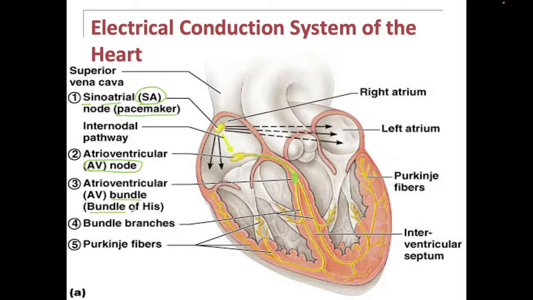The bundle of His. Now the bundle of His is going to branch into a left and a right bundle branch. And again, these bundle branches are hidden in this muscular wall, the interventricular septum. But what we start to see is that off of the left and right bundle branch, we have these extensions coming off of them called Purkinje fibers.